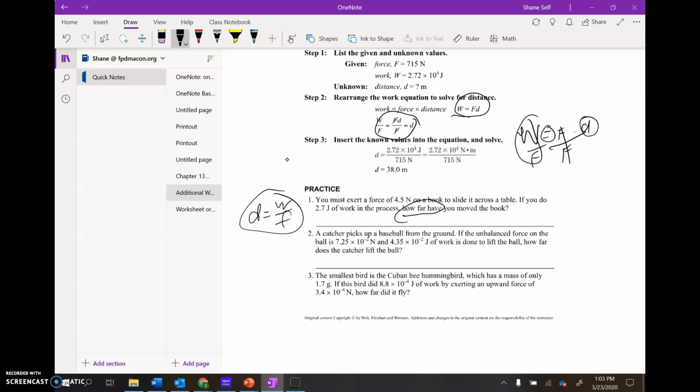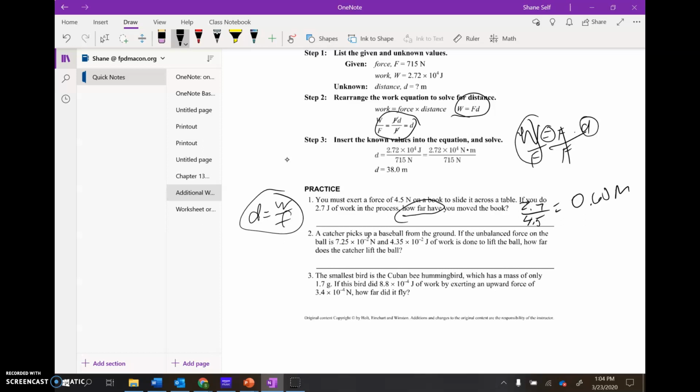So our work is 2.7. Our force is 4.5. 2.7 divided by 4.5 will get us 0.60 meters.